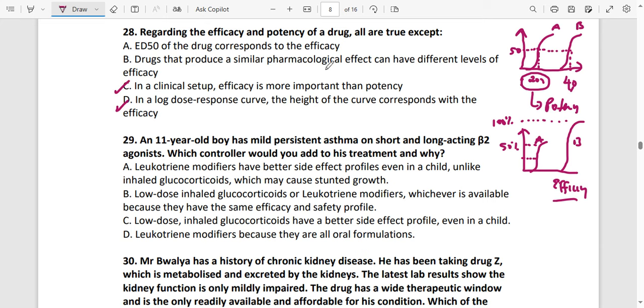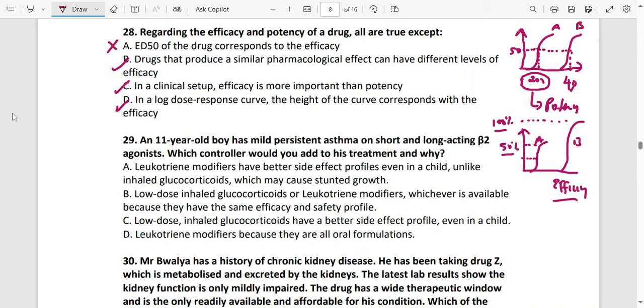Drugs that produce similar pharmacological effects can have different levels of efficacy. Like you can see, drugs that produce similar pharmacological effects. Let's say, for example, these drugs are all working on heart failure. Can they have different levels of efficacy? Like here, one is 50%, one is 100%. Is that true? It's also true. ED50 of the drug corresponds to the efficacy. Is that true? It's false.